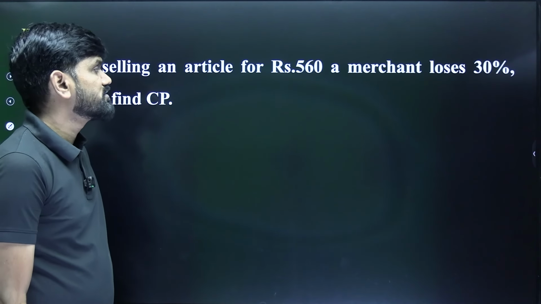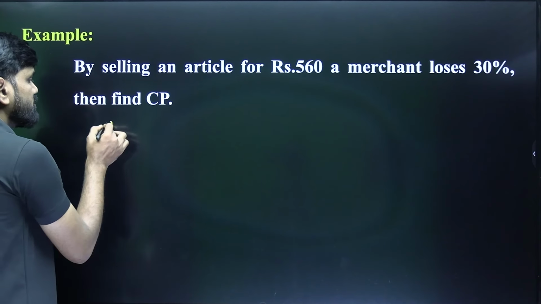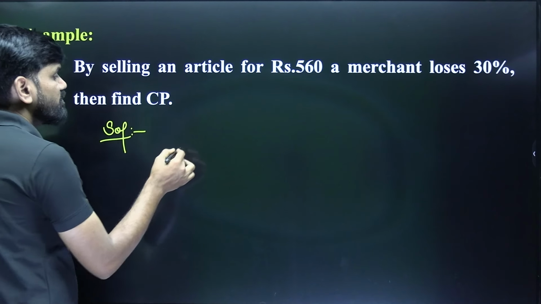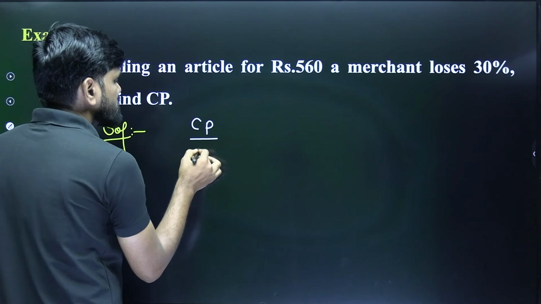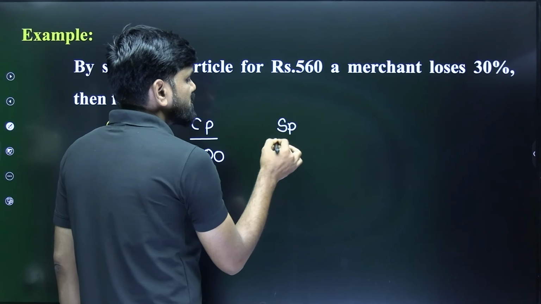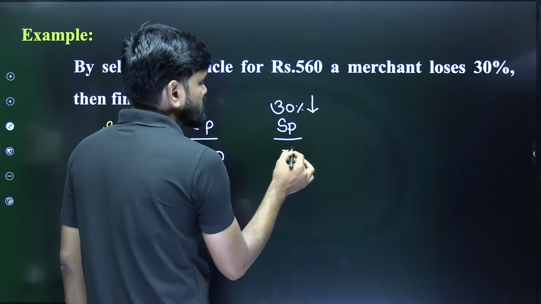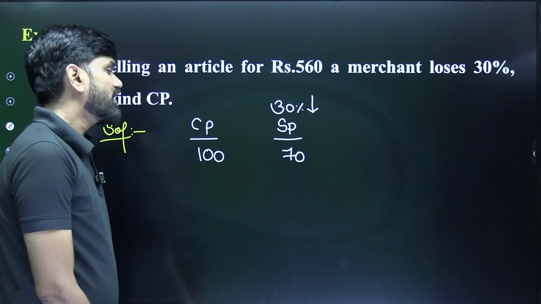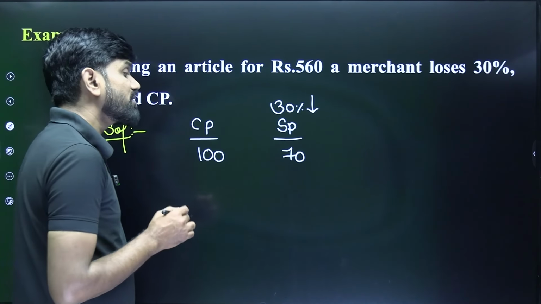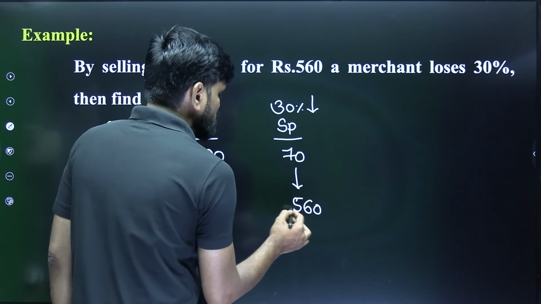Next, there may be a loss. By selling an article for rupees 560, a merchant loses 30%. If the cost price is 100 and there is a loss of 30%, the selling price must correspond to 70. A 100 rupee article is sold for 70. But in the problem, it is not 70, it is given as 560. So this is also not 100.